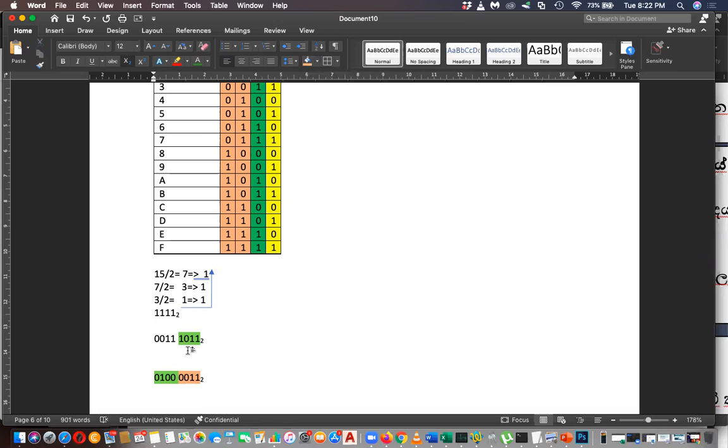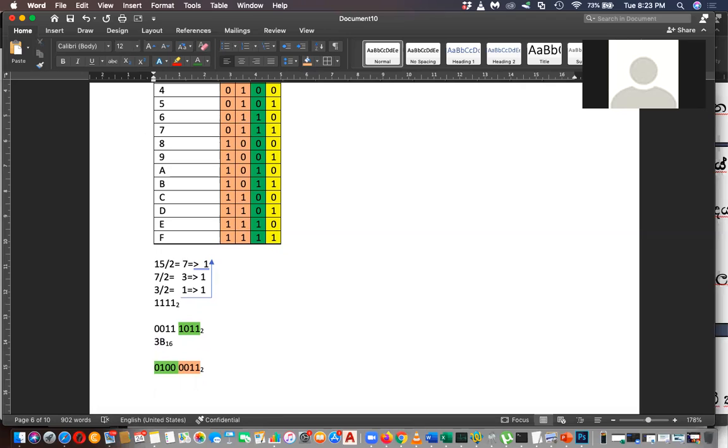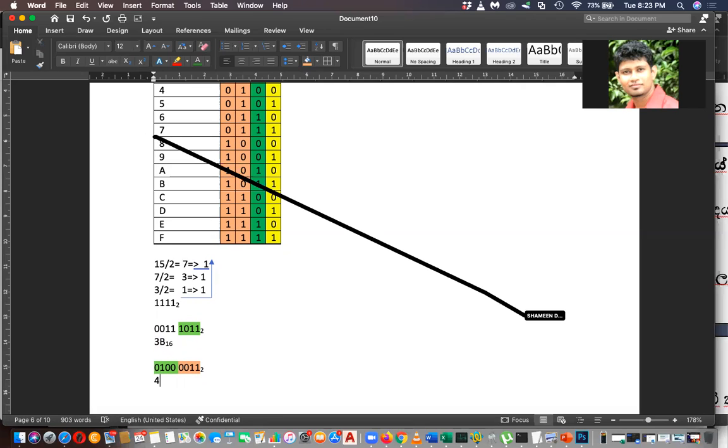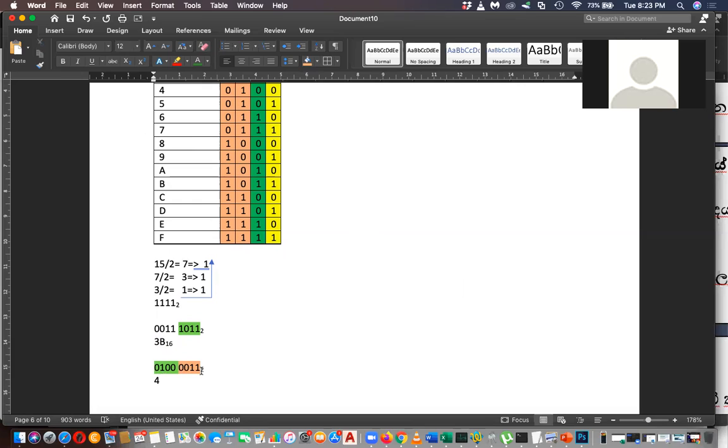Refer to the table and give the answer. 0011 is 3, and the next one is B. It is the hexadecimal value 3B. Next one. 4. Next 4, 0011, 3. 43 in hexadecimal.